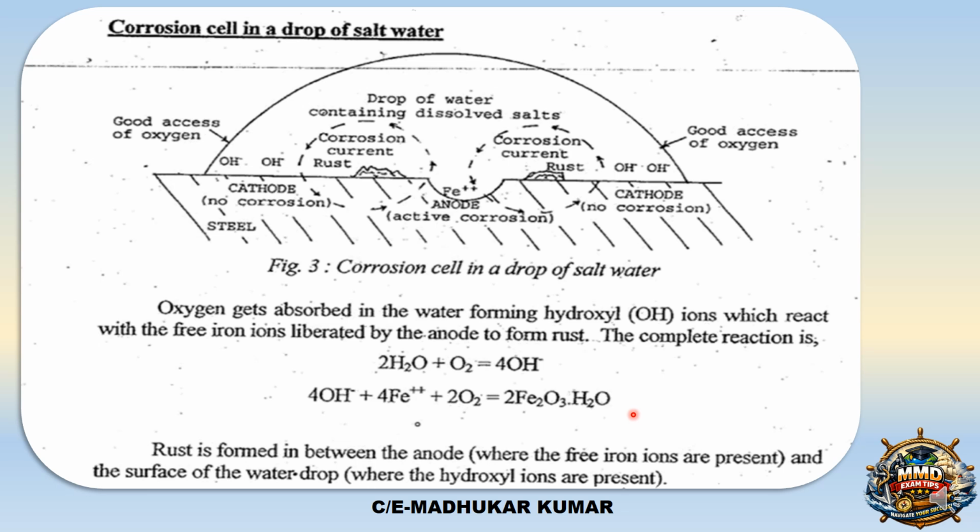So here the rust is formed between the anode where the free ions are present, and the surface of the water drop where the hydroxyl ions are present. So this also gives you a clear-cut idea of how corrosion occurs on the deck. You have the pit formation, cause may be anything, and once the pit formation has started, the anode is present, the cathode is present, and once the seawater droplet forms on the deck, this process starts.